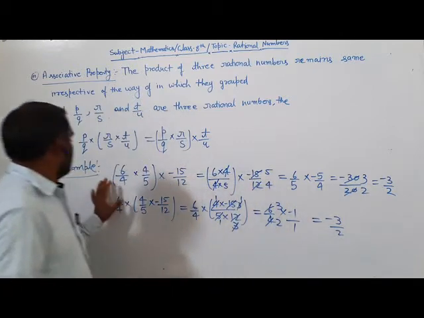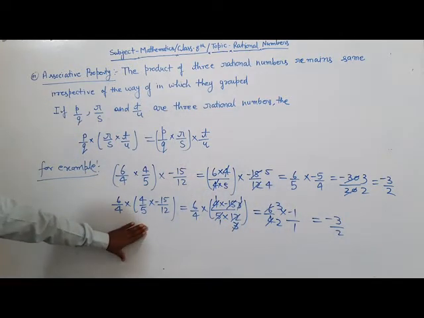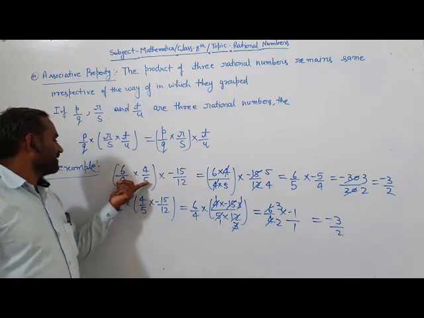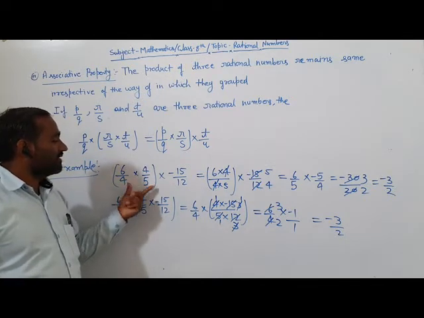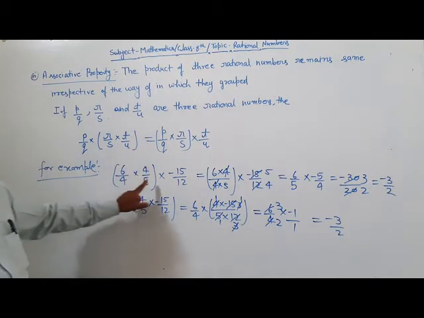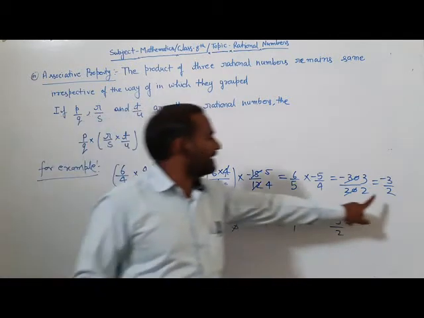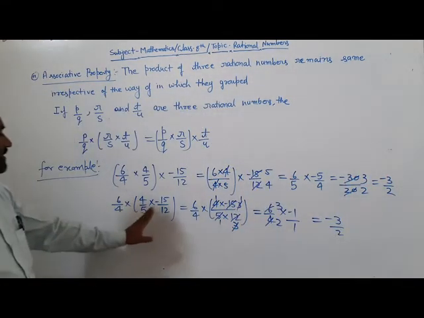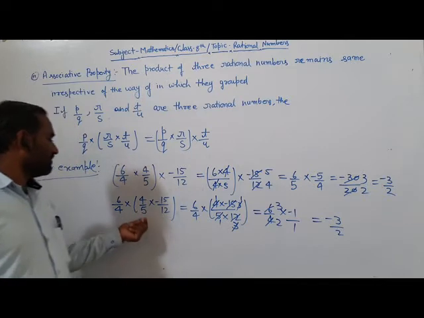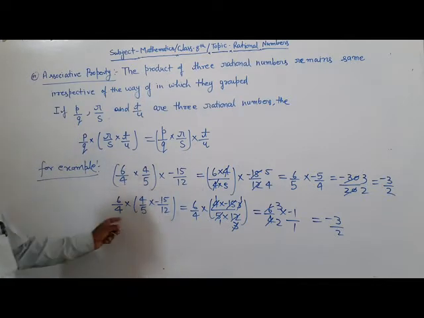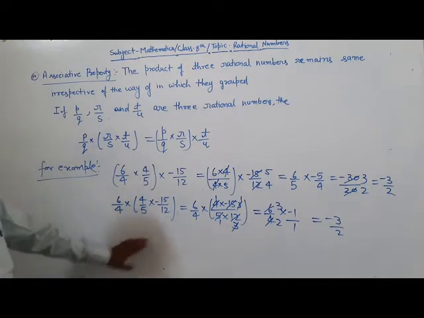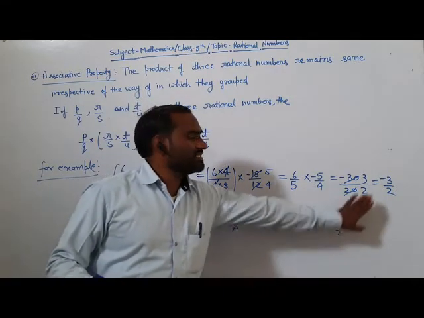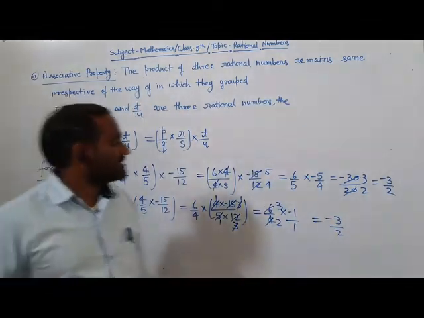Here we have changed the order. In the first case, this is the group of the first and second rational number. The product of the first and second rational number is multiplied in the third rational number, and the answer we get is minus 3 by 2. Here second and third rational numbers are grouped. The product of the second and third rational number is multiplied in 6 by 4. After doing the calculation, we get the answer minus 3 by 2. Here we see that in both cases the answer is the same.